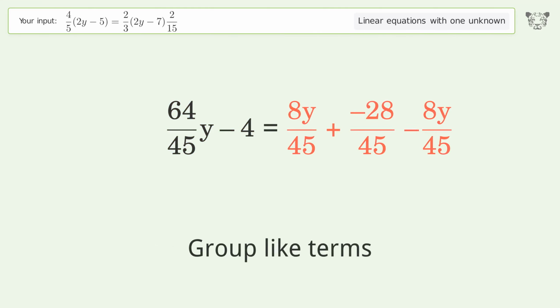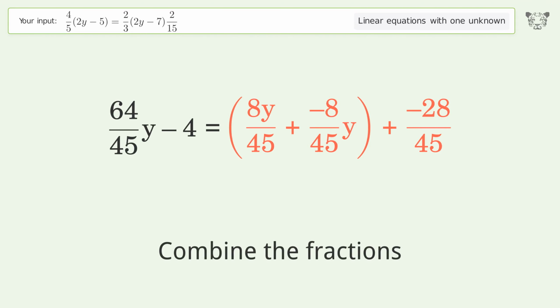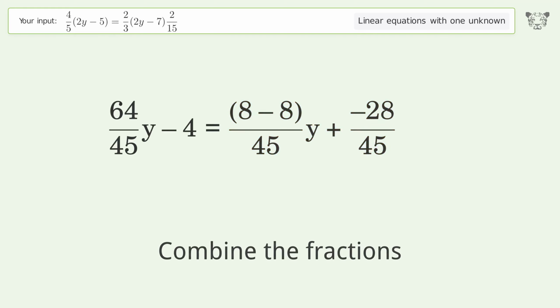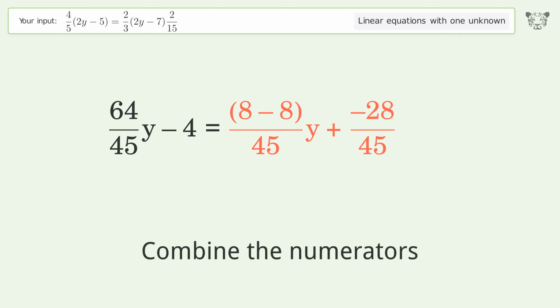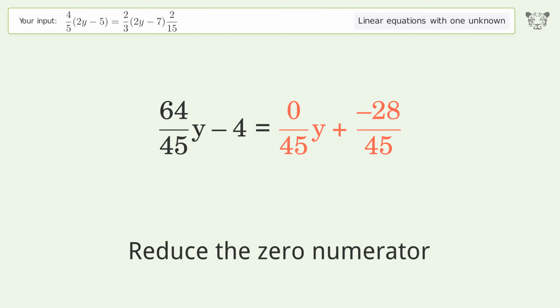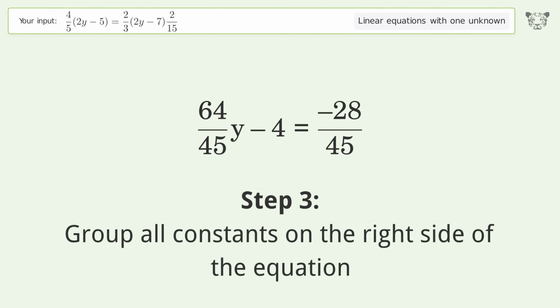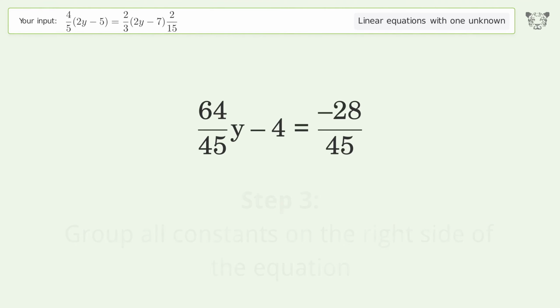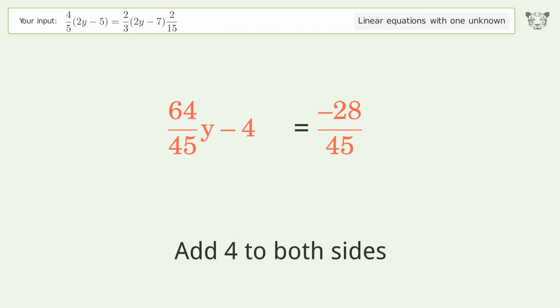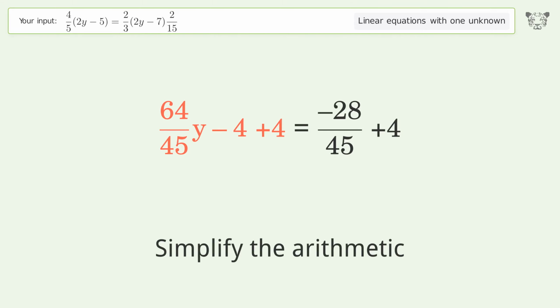Group like terms. Combine the fractions. Combine the numerators. Reduce the zero numerator. Simplify the arithmetic. Group all constants on the right side of the equation. Add 4 to both sides. Simplify the arithmetic.